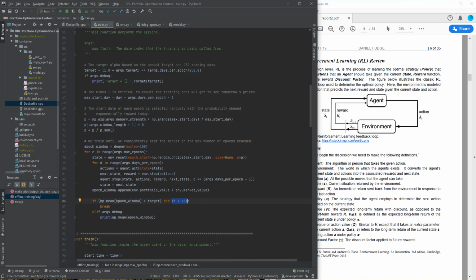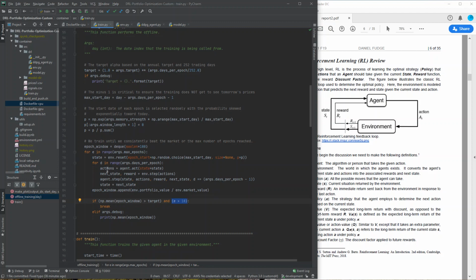And then the average is over this epoch window, which could be up to the last 100 epochs that you go through. If how well we're doing is better than the target, then it kicks out of the offline training. If not, it stays here. So if a model is doing poorly, it stays in the offline training longer than if it does really well.